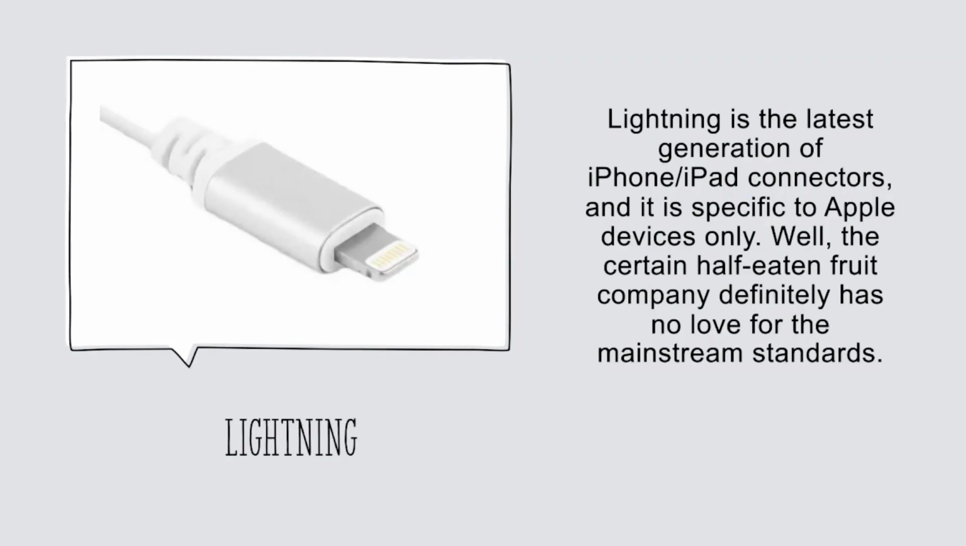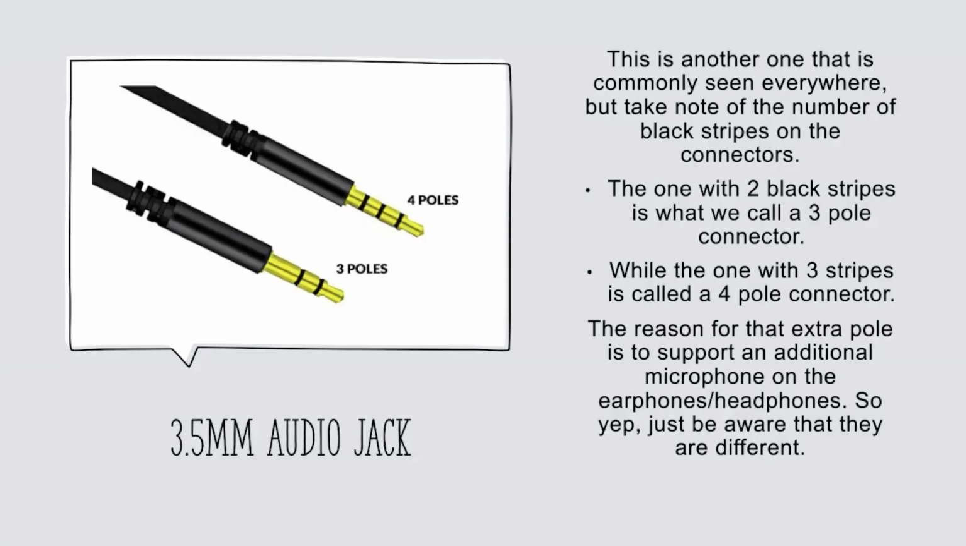Lightning. Lightning is the latest generation of iPhone and iPad connectors, and it is specific to Apple devices only. 3.5mm audio jack. This is another one that is commonly seen everywhere, but take note of the number of black stripes on the connector. The one with 2 stripes is what we call a 3-pole connector, while the one with 3 stripes is called a 4-pole connector. The reason for that extra pole is to support an additional microphone on the earphones or headphones.